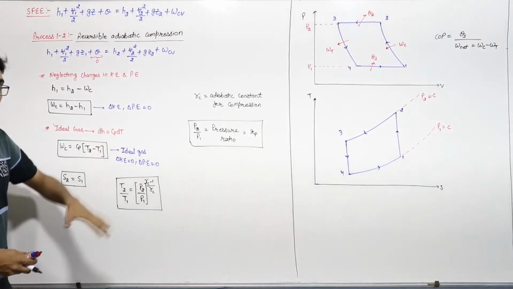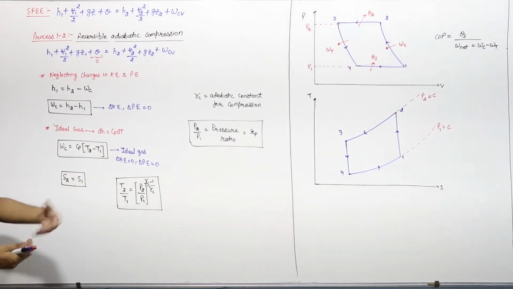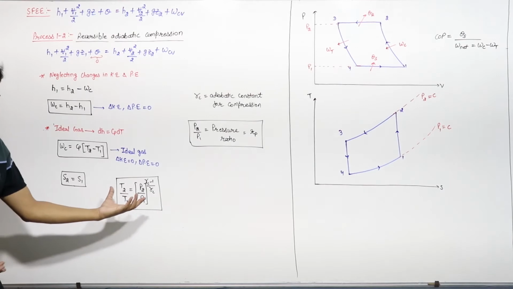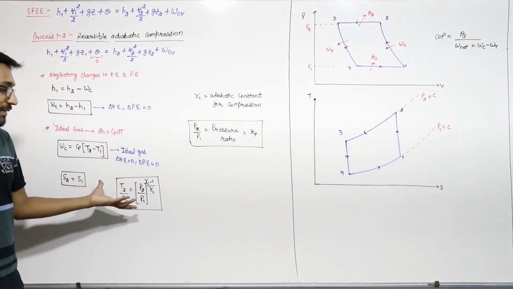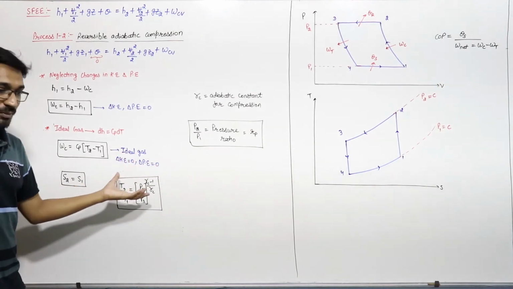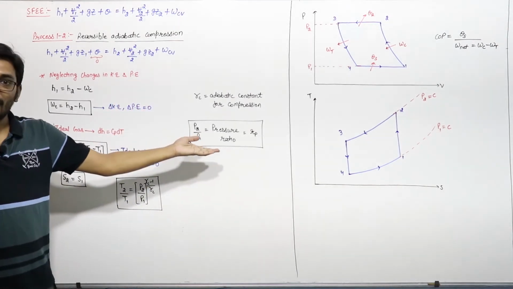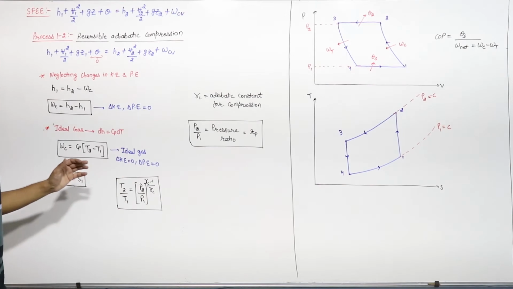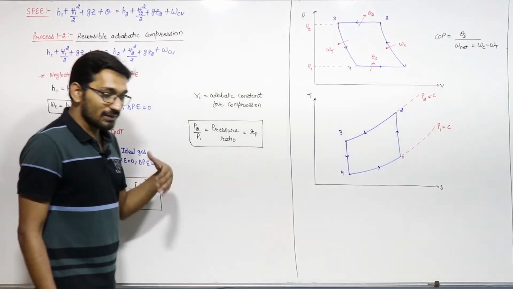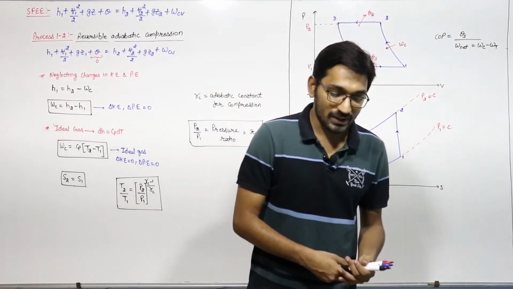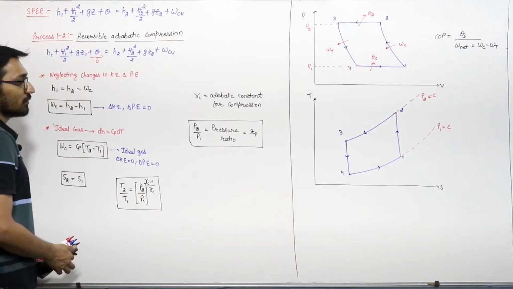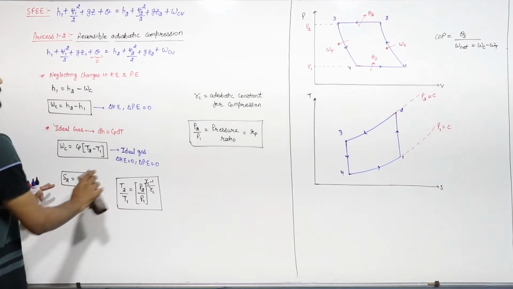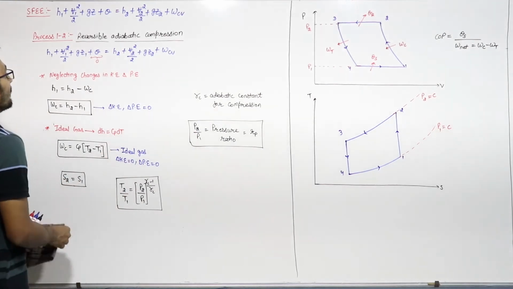This is all about the process 1 to 2, how to find the work, what are the basic equations. Entropies are equal. T2 by T1 is equal to P2 by P1 raised to power (gamma C minus 1) upon gamma C, and P2 by P1 is known as pressure ratio. Similarly, we will do these things for the different processes, for process 2 to 3, process 3 to 4 and process 4 to 1. So this is for process 1 to 2.